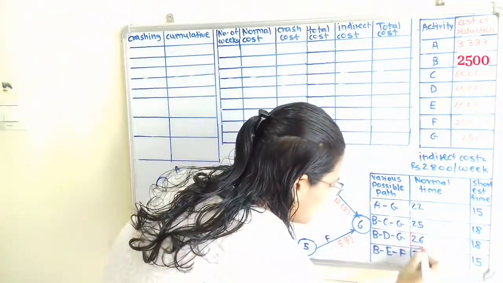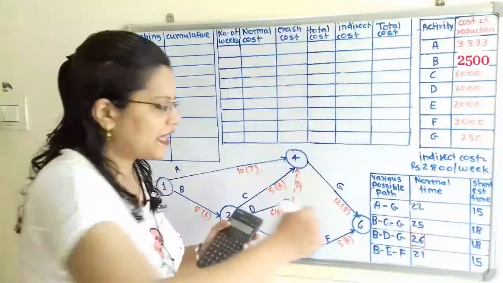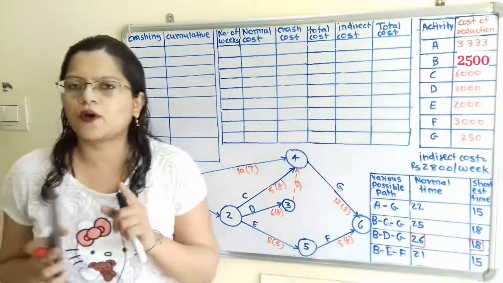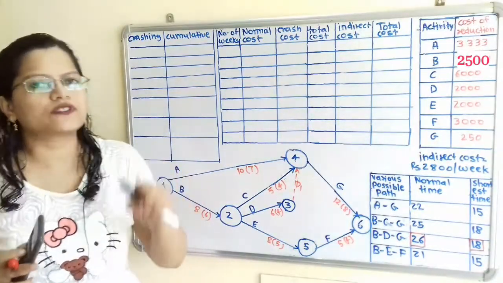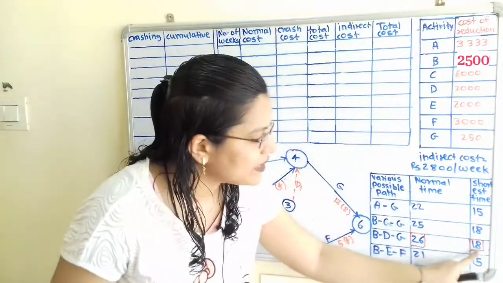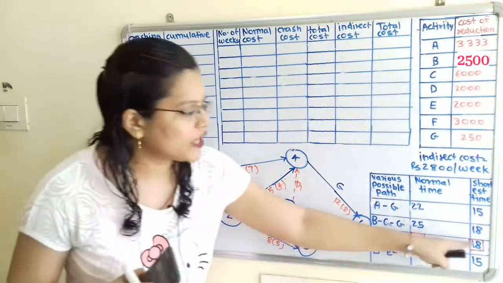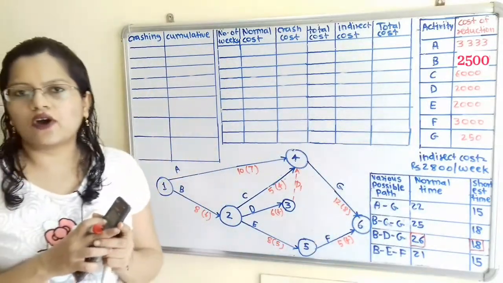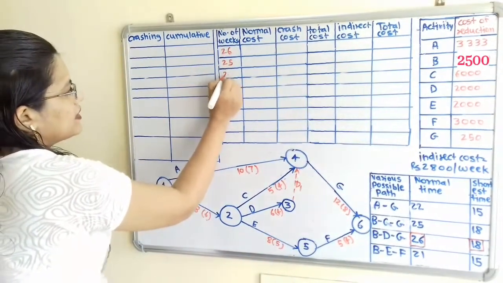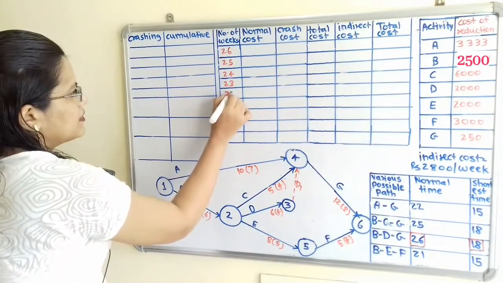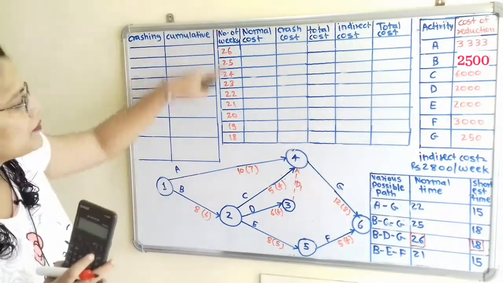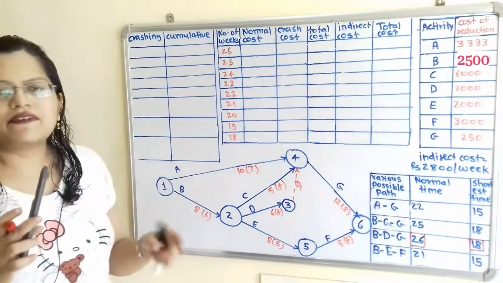So I will make a bracket here. And what is the maximum shortest time? The maximum value is 18. Now if we observe, we can crash the project time, or we can say we can reduce the project time from 26 weeks up to 18 weeks. So we have to write these values in the number of weeks in descending order. So first should be 26, then 25, then 24, 23, 22, 21, 20, 19, and the last one is 18.